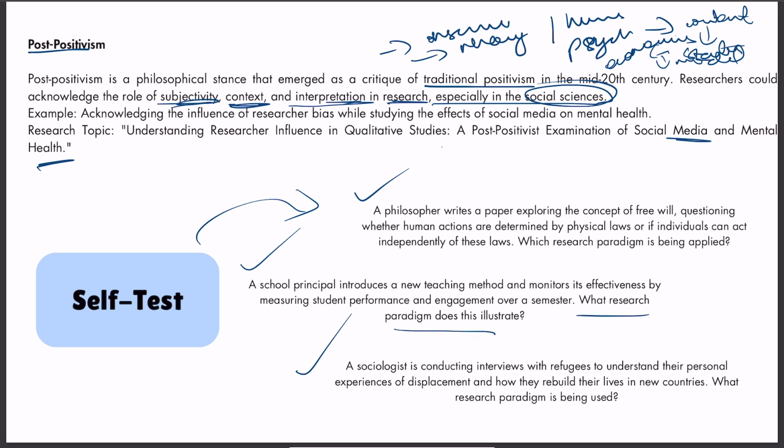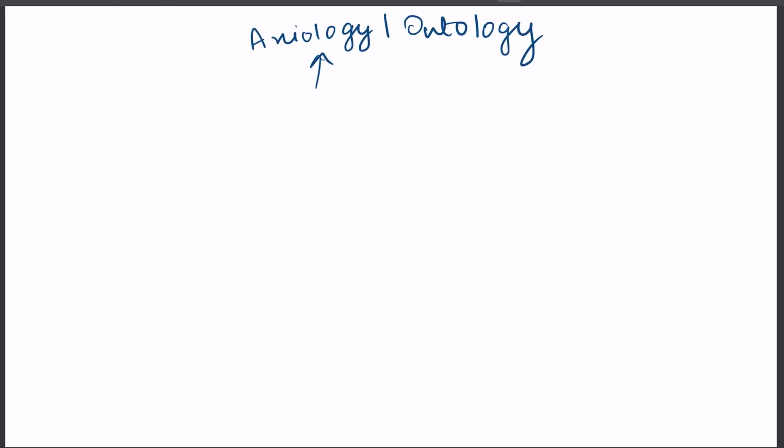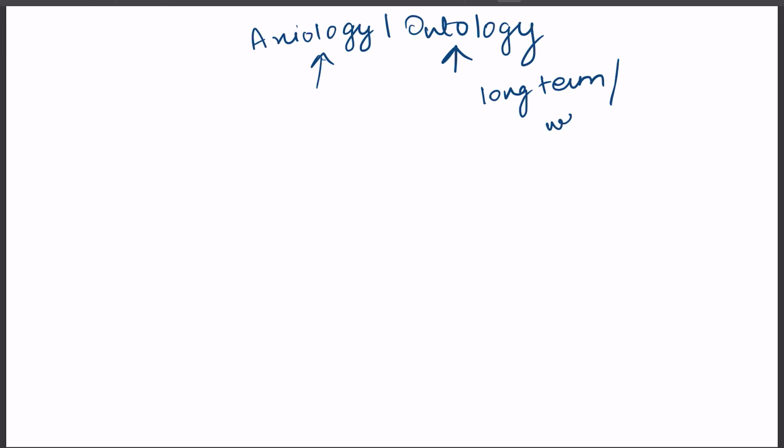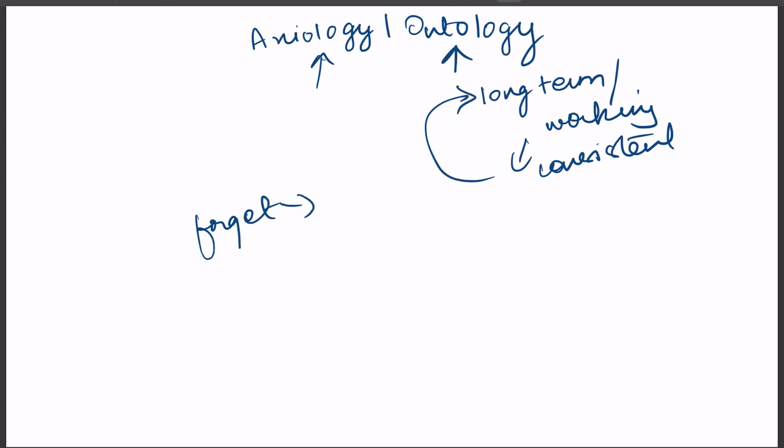Alright, now if I were to ask you what the difference is between axiology and ontology, I guess you've probably forgotten by now what these two terms mean. Yes, I've just taught you, but it takes time for your brain to store information in the long term. At this point, it's still in your working memory. Only through consistent revision will it go to your long-term memory. So don't worry if you forget certain key terms and concepts. It's only human to forget.